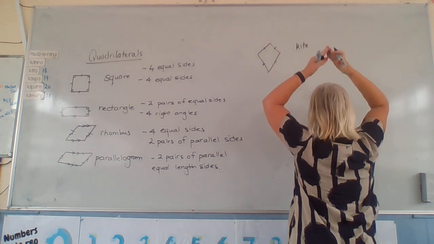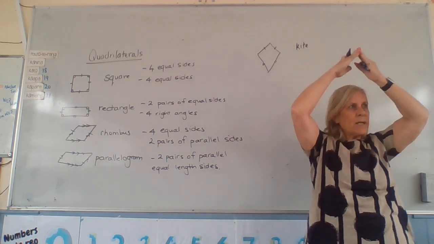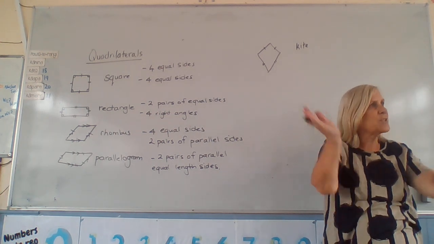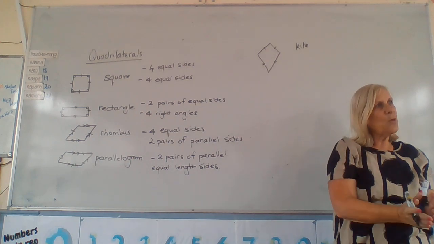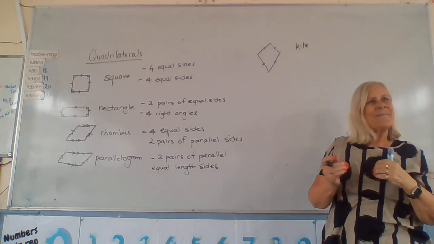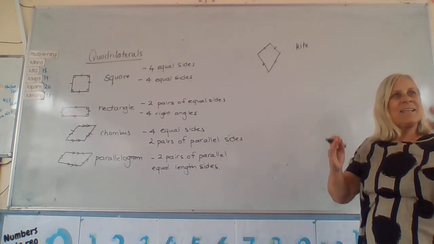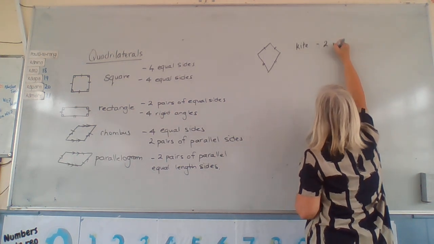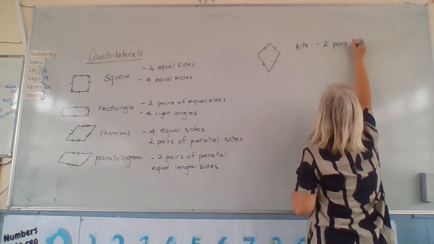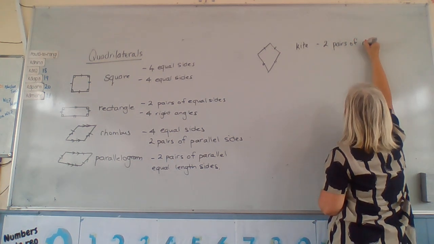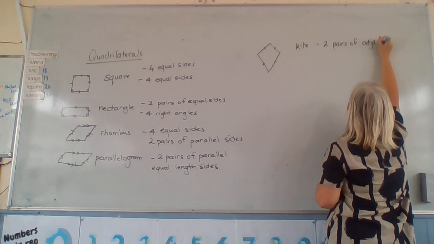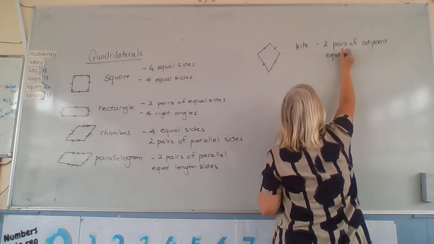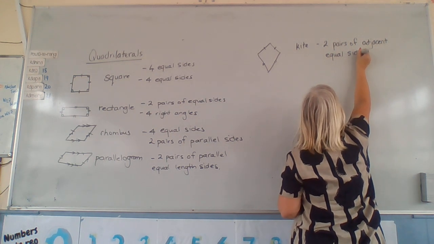And what do we call it when two sides are next to each other and joining? Anybody know? These two sides or these two sides. There's a word. Anybody know the word? No, not quite. Good, we're finding out lots of new words. This is great. 2 pairs of, not parallel this time, adjacent. Adjacent, equal sides. Right, another shape.